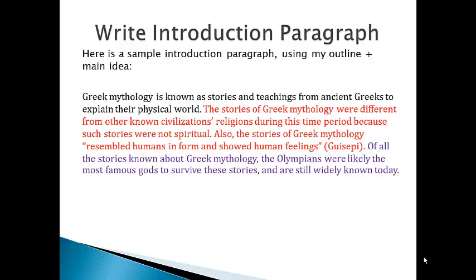Okay? So here's an introduction paragraph that I wrote. All right? So Greek mythology is known as stories and teachings from ancient Greeks to explain their physical world. The stories of Greek mythology were different from other known civilizations' religions during this time period because such stories were not spiritual. Also, the stories of Greek mythology resembled humans in form and showed human feelings. And I cited this. Of all the stories known about Greek mythology, the Olympians were likely the most famous gods to survive these stories and are still widely known today.